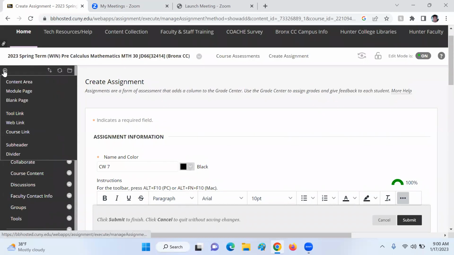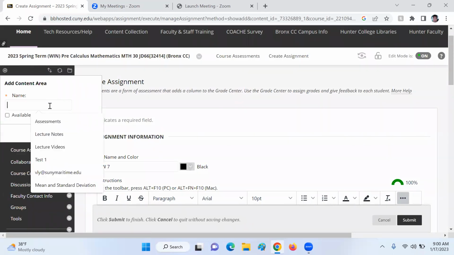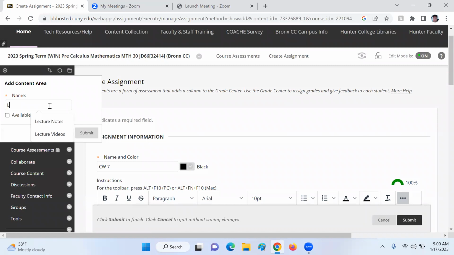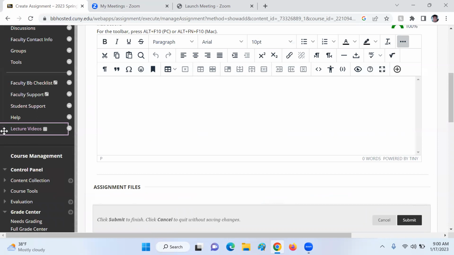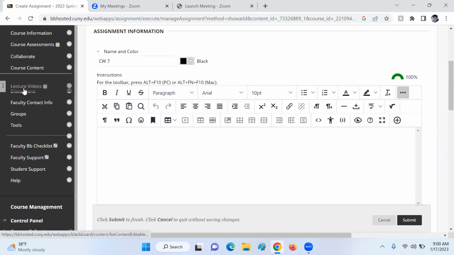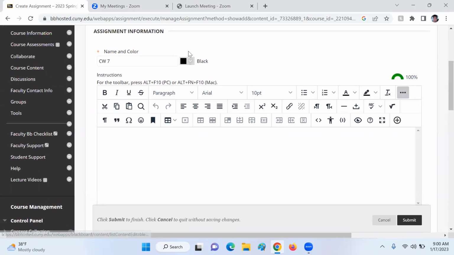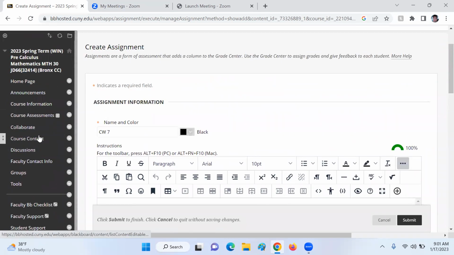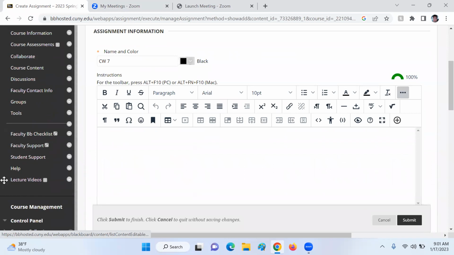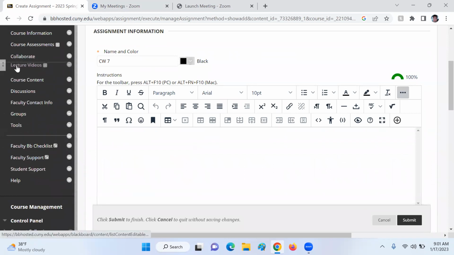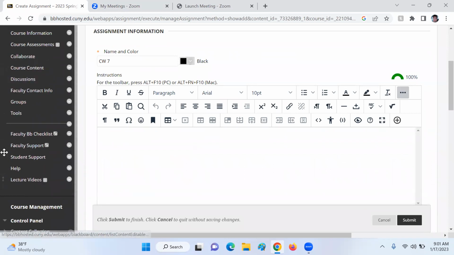So I want to create a certain file. Let's say we have the lecture videos, and this one is going to be posted after class. So you have a few minutes to step away from the screen, so you can actually watch the YouTube video. I'm gonna upload it on Blackboard. It takes a while for some reason.